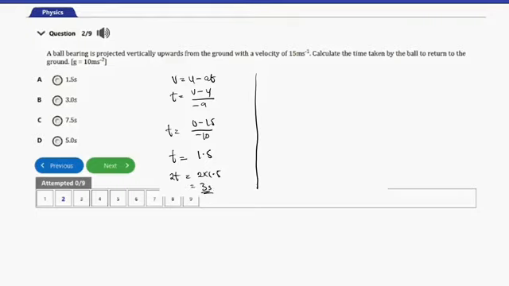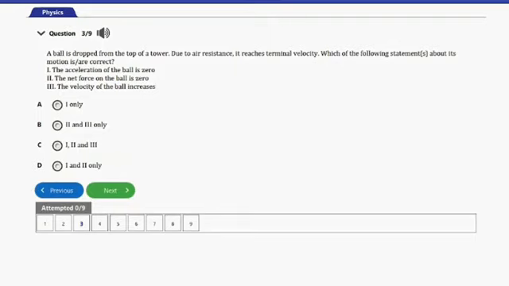Let's go ahead and consider the next question. So guys, the next question here is question number 3. It says, a ball is dropped from the top of a tower. Due to air resistance, it reaches terminal velocity. Which of the following statements about its motion is/are correct?